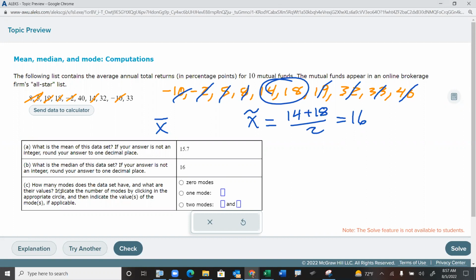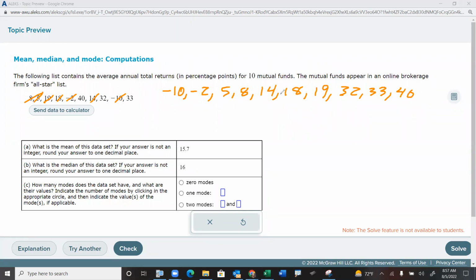Okay, so part C. How many modes does the data set have, and what are their modes? Well, the 8 occurs twice, I think, or is that? No, that's a 5. Okay, hang on, let me get rid of some of this stuff so I can read it a little easier. Okay, yeah, 5 and 8. So none of the numbers occur more than any other number. So we're going to say 0 modes. Okay, nothing occurs more than anything else.